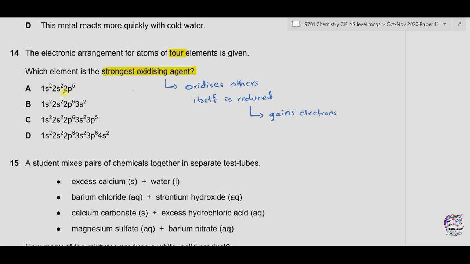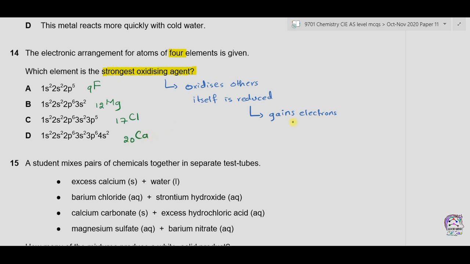Let's find the element based on the electronic configuration given. As there are 9 electrons in A, so there will be 9 protons and the element is fluorine. For B we have 12 electrons, so there will be 12 protons and it is magnesium. For C we have 17 electrons, so 17 protons for chlorine. For D we have 20 electrons, so 20 protons are for calcium.